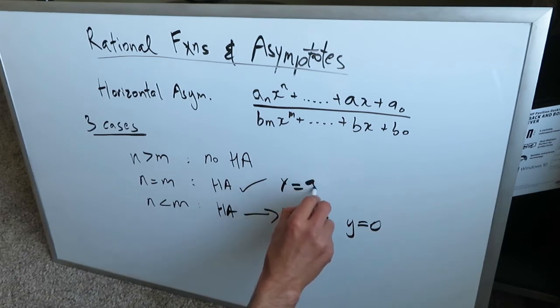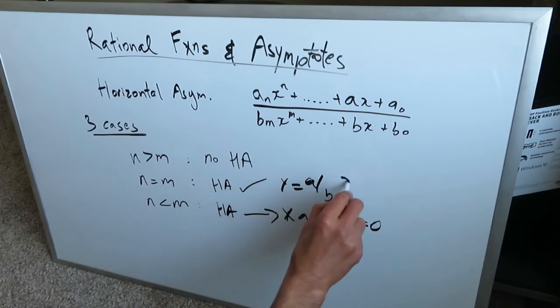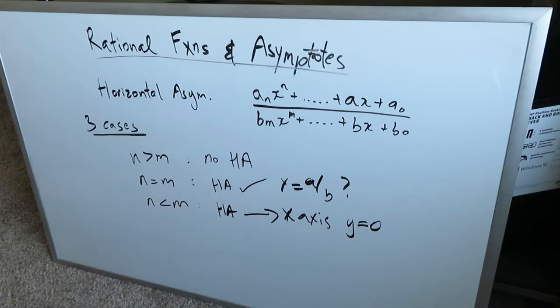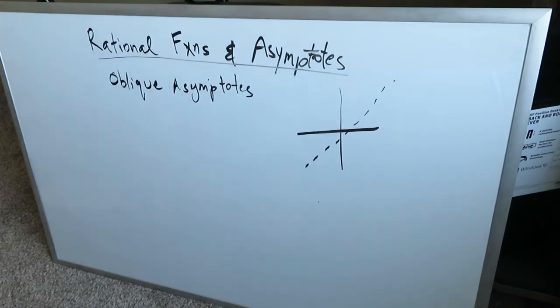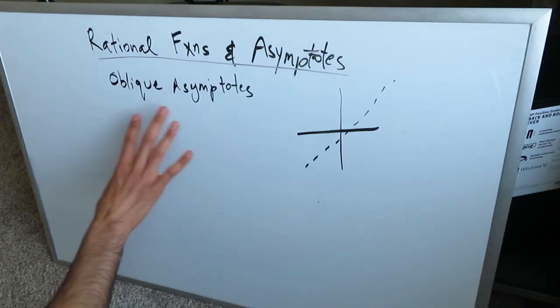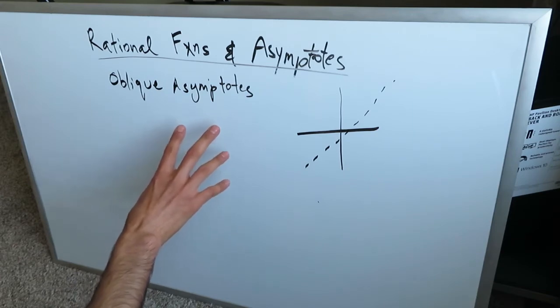Y is equal to something, we'll have to determine that. And then if n is less than m, here there is a horizontal asymptote, but it actually happens to be your x-axis. In this case, your x-axis horizontal asymptote is always y equals 0. So that's easy. So let me introduce you very quickly to how we will calculate the oblique asymptotes.